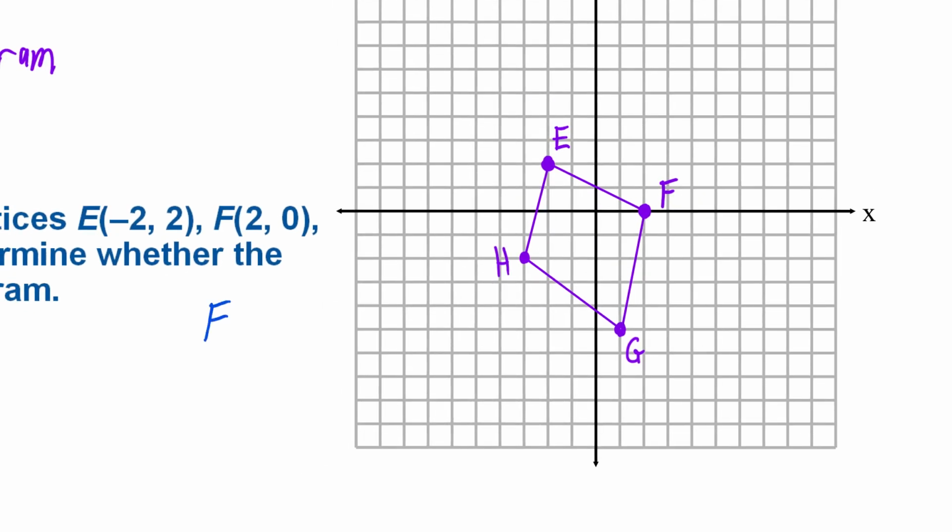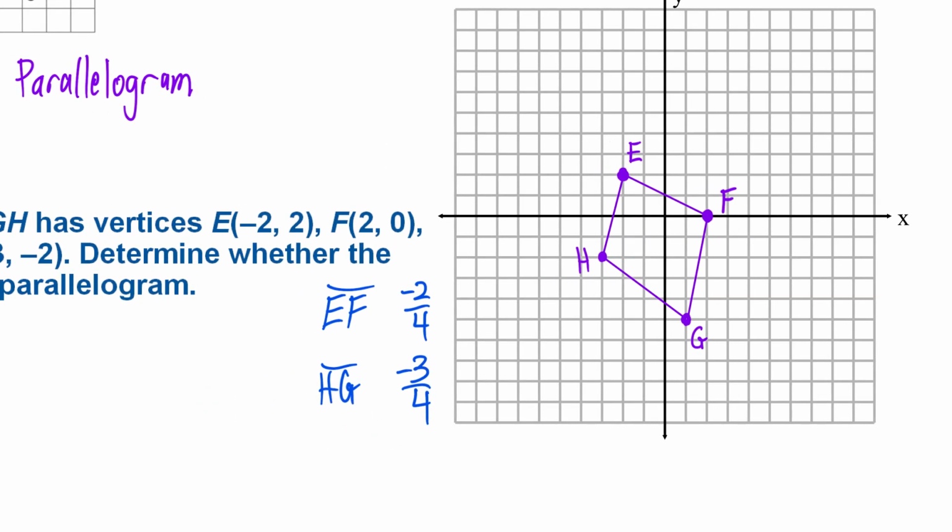So let's start with EF. Let's find the slope of line segment EF. To get from E to F, how far down do we go? 1, 2. And then how far do we run? 4. So we go down 2 over 4. Now let's check the side that should be parallel to it, which is HG. What's the slope of HG? Down 3 over 4.